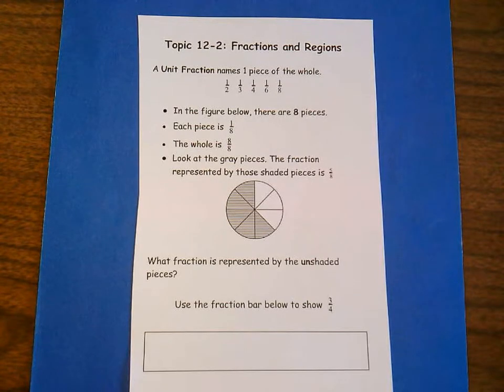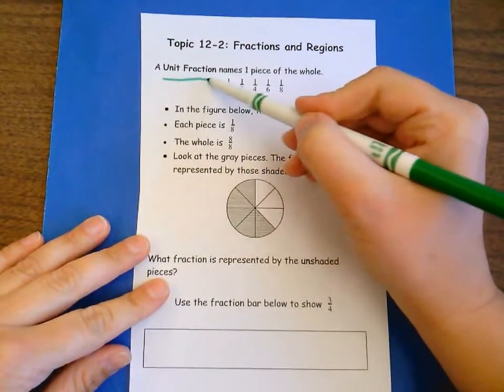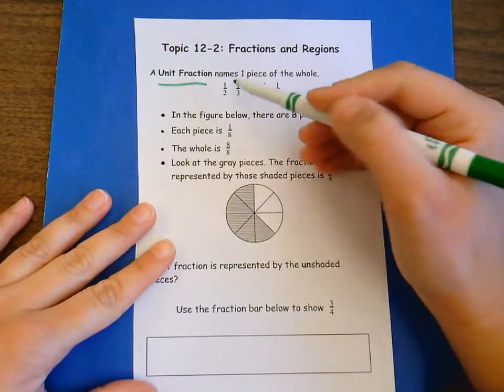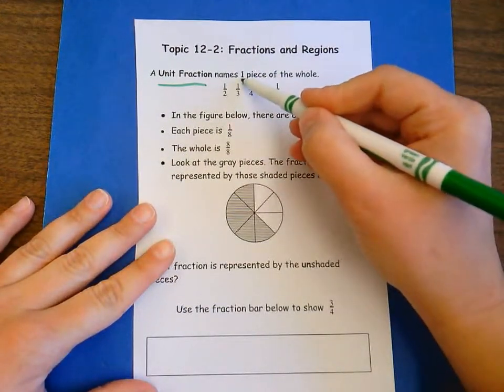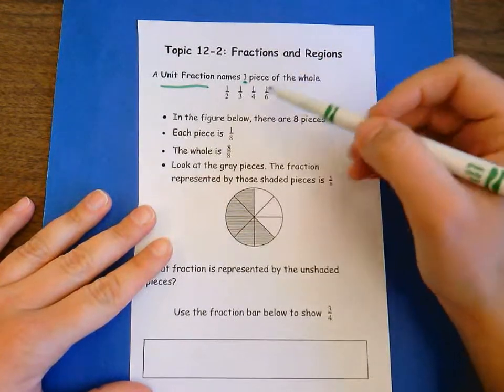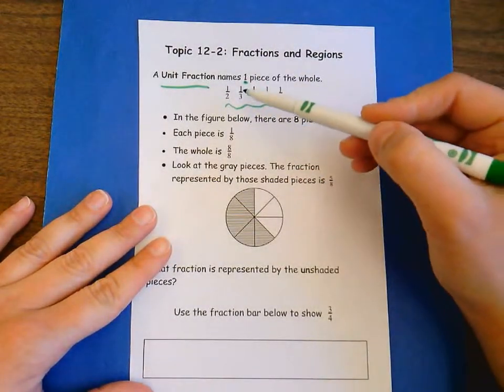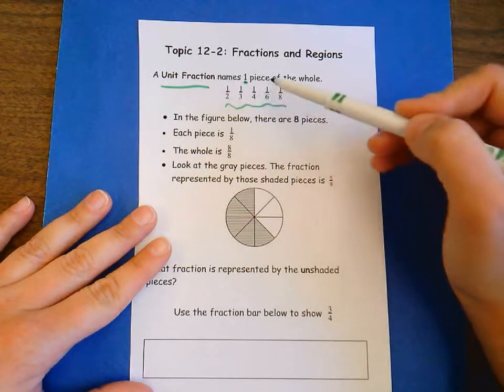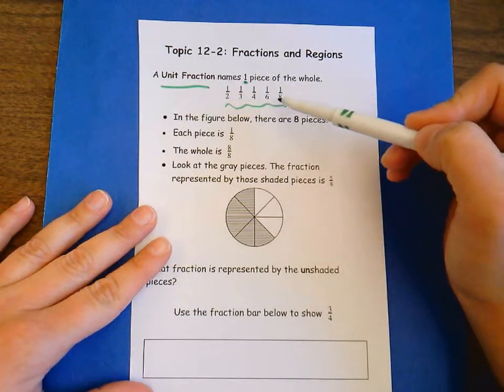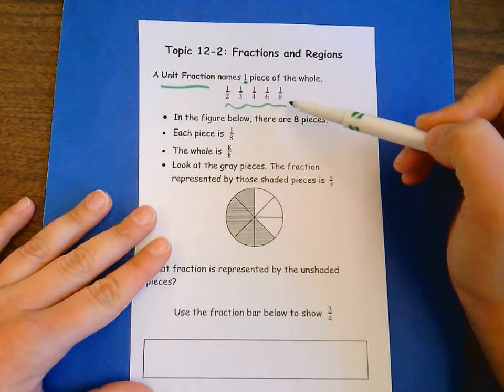Today we are going to be talking about topic 12-2, which is fractions and regions. One of the vocabulary words that we're going to be working with today is a unit fraction. The unit is going to tell us that we're just naming one piece of the whole. Right here I have a bunch of unit fractions listed out: 1/2, 1/3, 1/4, 1/6, and 1/8.